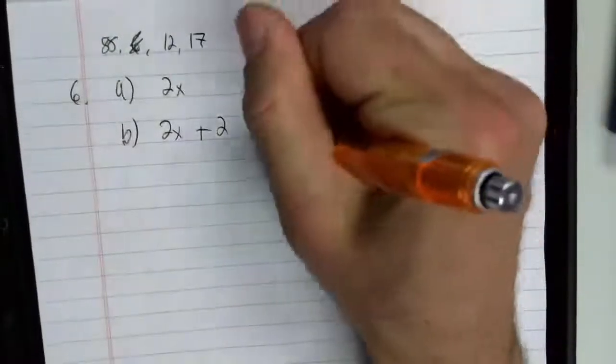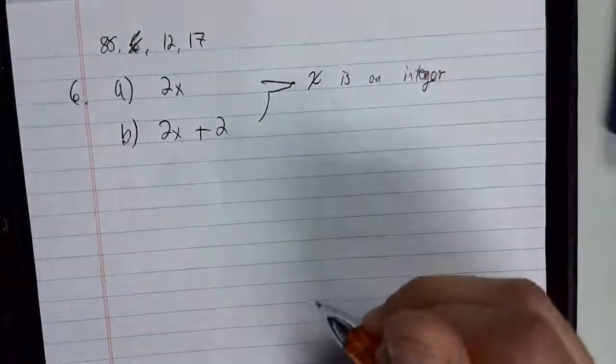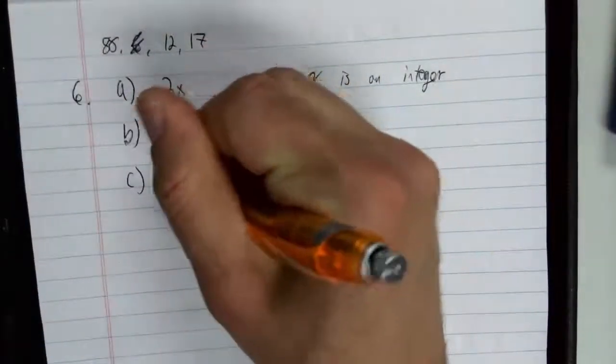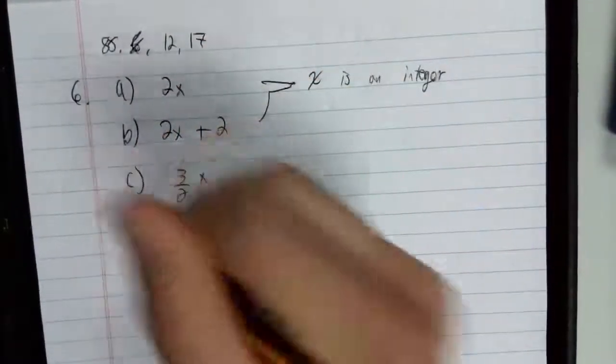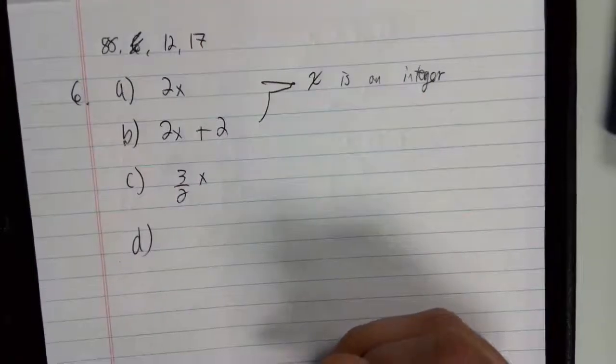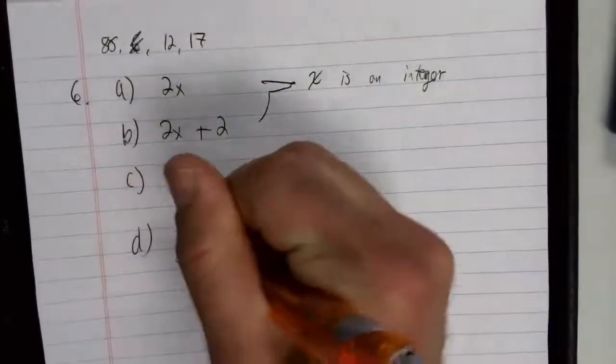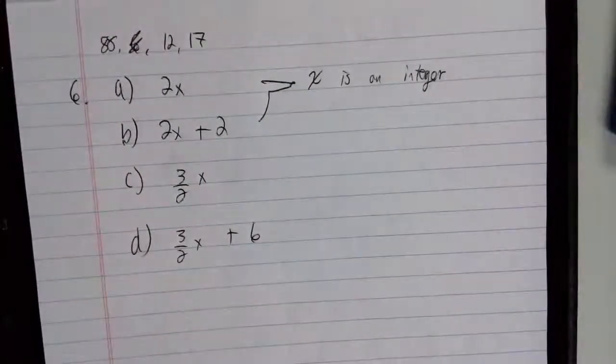For C, 3/2 of a number. Well, that sounds really easy: 3/2 x. And D, the sum of 3/2 of a number and 6: 3/2 x plus 6. Now, A and B were much harder than C and D. We're going to learn to combine those after spring break.